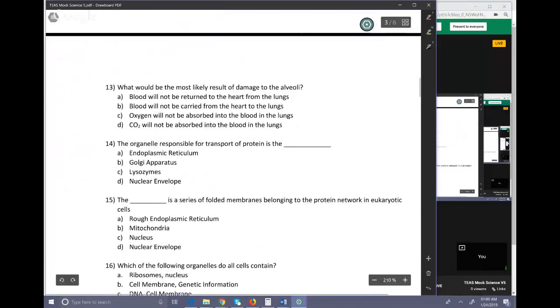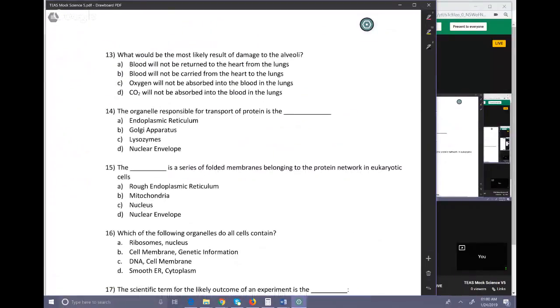Number 13, what would be the most likely result of damage to the alveoli? Also from Anatomy 4. Anytime that you get something like this, there's lots of questions that are about something getting damaged or something disappears from somewhere or something like that. You need to think very specifically about what that thing does, and don't think about the big picture of what it does. Think about the little specific thing it does.